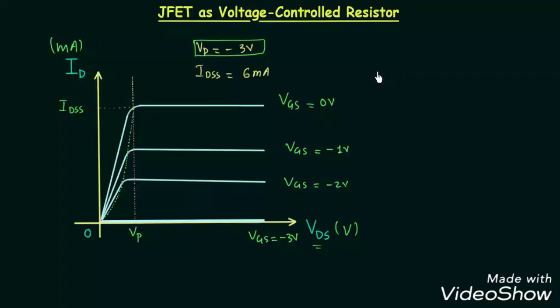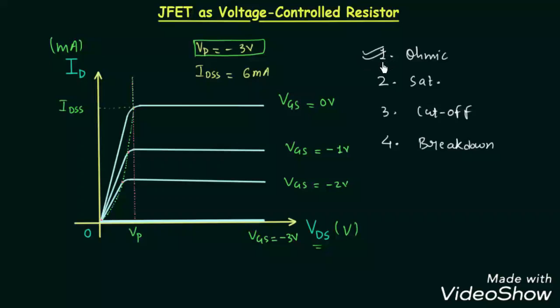Now I also explained 4 different regions in the output characteristics. The first region we saw was the ohmic region. The second region was saturation region. The third region was cutoff region, and the last region, the fourth region, was breakdown region. Now in this presentation we only have to focus on the ohmic region because we will use JFET as voltage controlled resistor.